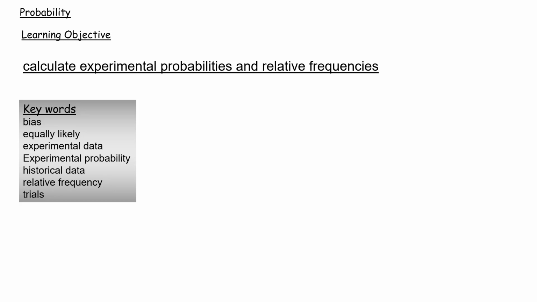Okay, so we're going to look at relative frequencies. Hit pause, copy the lesson objective and keywords down. When you're ready, hit play and we'll move on to the starter.